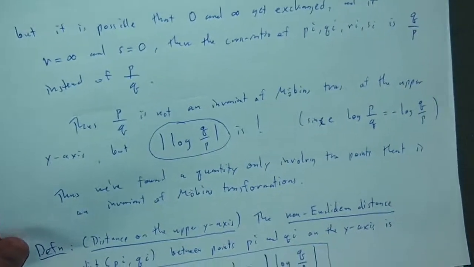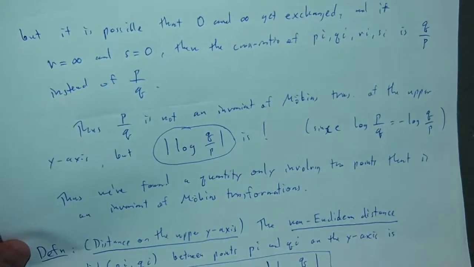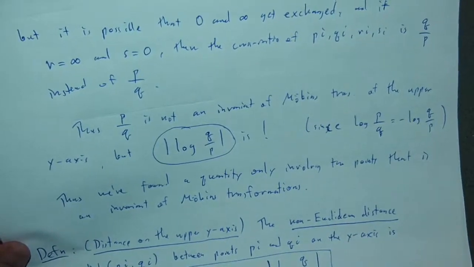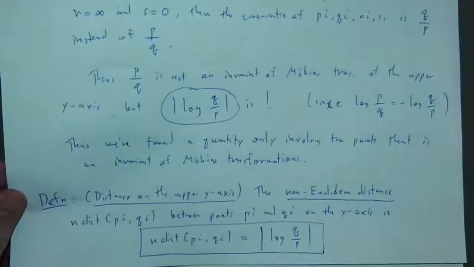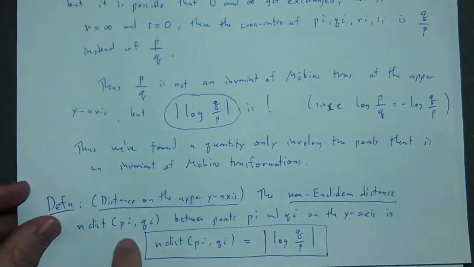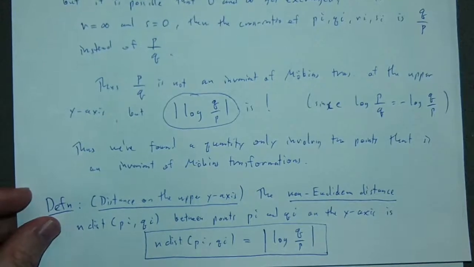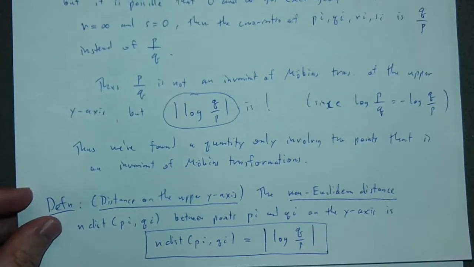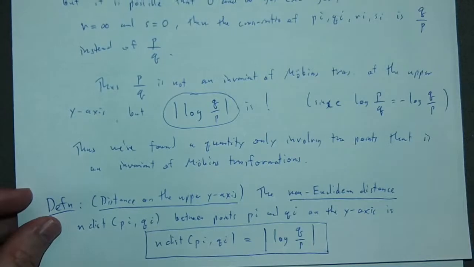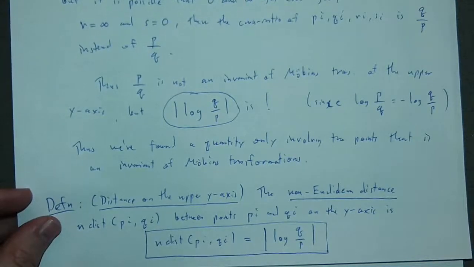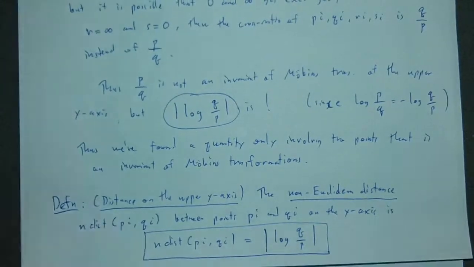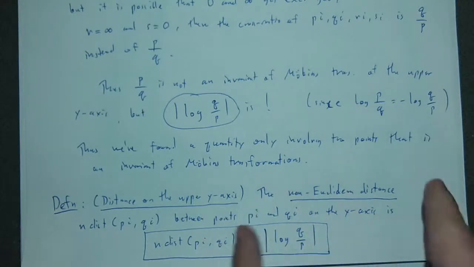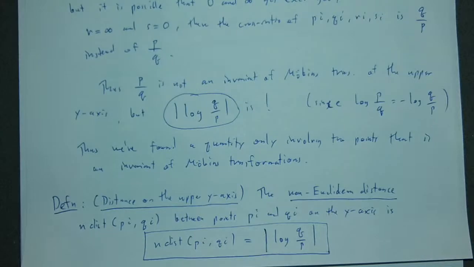where we had points on the upper y-axis that were pi and qi. The distance between those points we defined in this way is the absolute value of log of q over p. And this was going to be our distance on the upper half plane. And so the way that we would do this is that if you wanted to compute the distance between 2 points, it was simple.